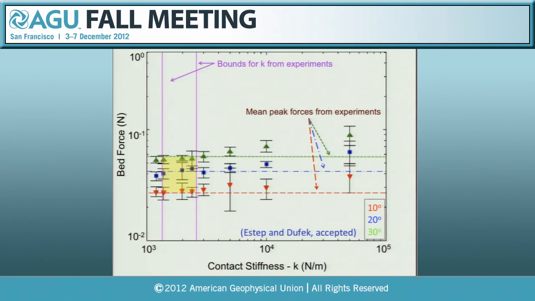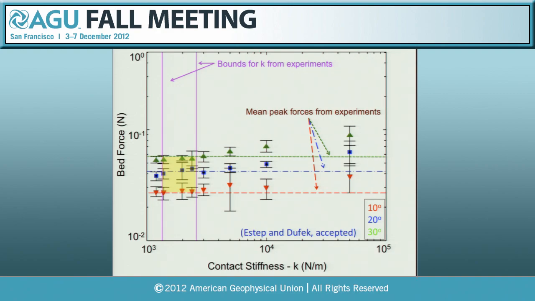This is a busy plot, but it's got some good information. I'm plotting bed force relative to the contact stiffness parameter. The horizontal lines correspond to the peak forces from the experiments, and the vertical lines correspond to the contact stiffness calculated from the experiments. The way we calculated that is by measuring the deformation on the actual particles that were members of force chains. The overlap between these creates this yellow shaded box. I call this the validation box, because the data that falls within this range successfully reproduces the data from the experiments. And you can see the model does a really good job here.